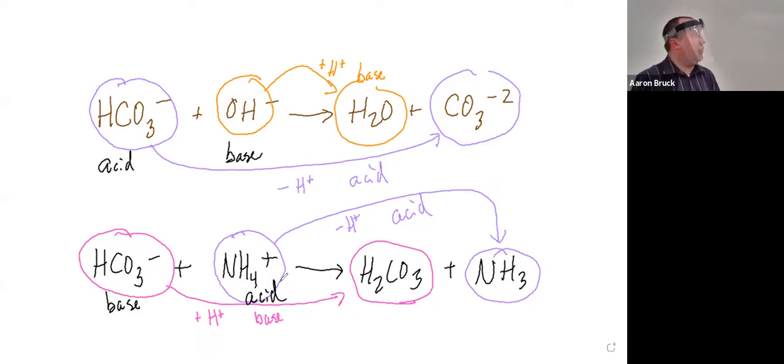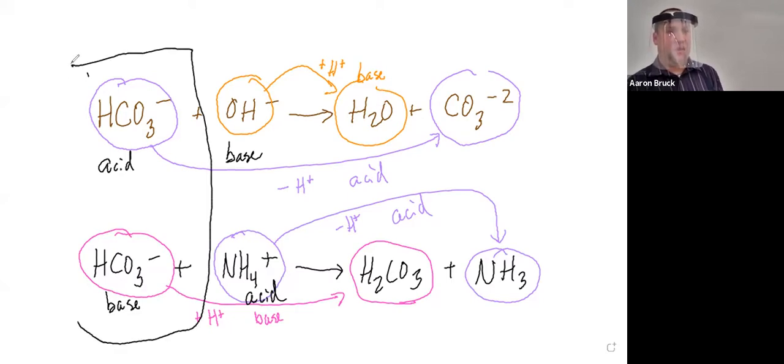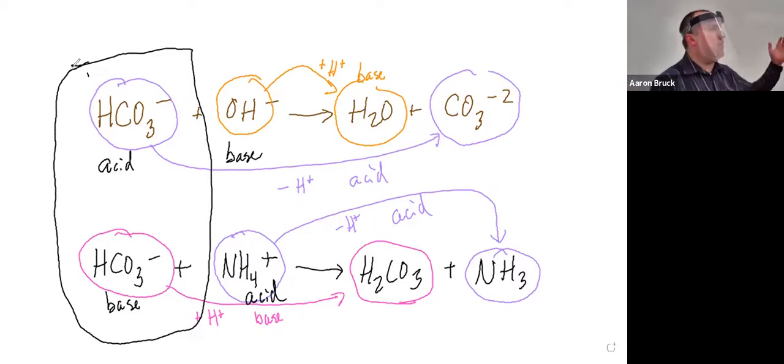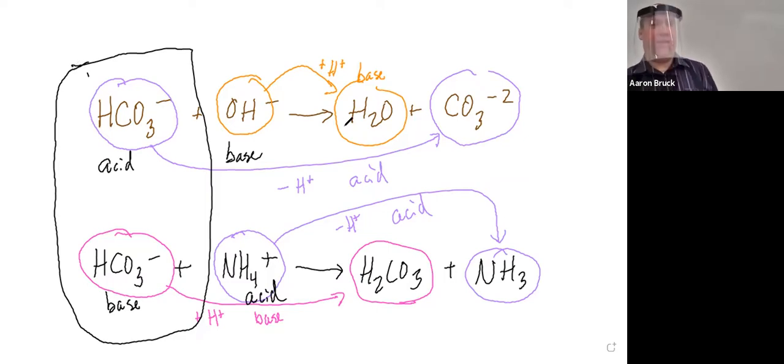Now there's a vocabulary word in here that I want to see if you guys remember. What do we call a substance that can act as an acid in one circumstance, but as a base in a completely different circumstance? I know you know. Yeah. Amphiprotic. Okay.